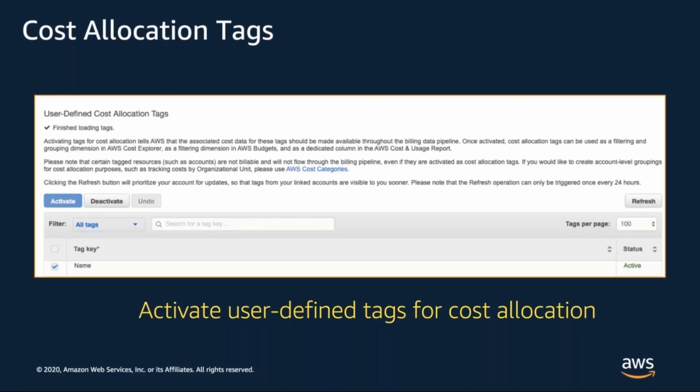If you're using DLM for your snapshot management, you can inherit the snapshot tags from your EBS volume tags, such that you get a holistic view of your EBS volumes and their associated snapshots at any given time.